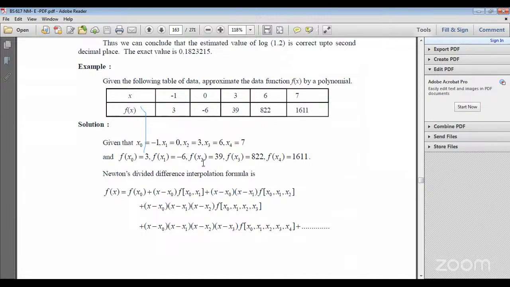So Newton's divided difference interpolation formula is f of x naught, plus (x minus x naught) f of x naught x1, plus (x minus x naught)(x minus x1) f of x naught x1 x2, plus (x minus x naught)(x minus x1)(x minus x2) f of x naught x1 x2 x3, and so on. We are taking up to x3 here, so we write only x minus x2.